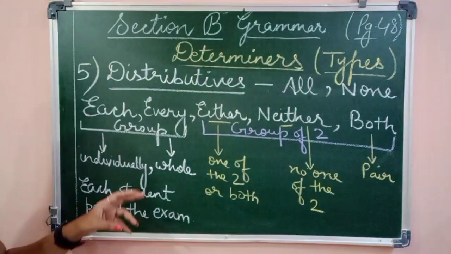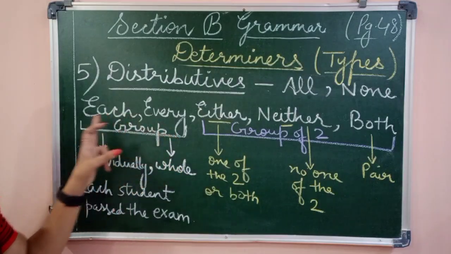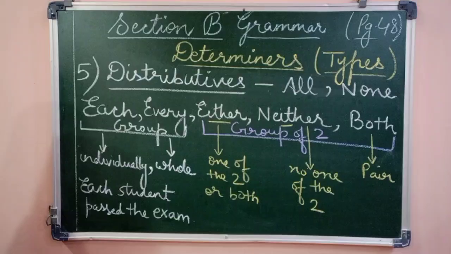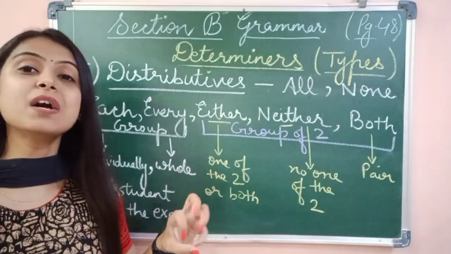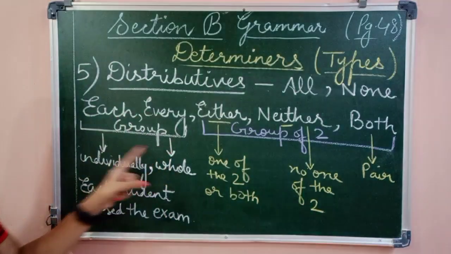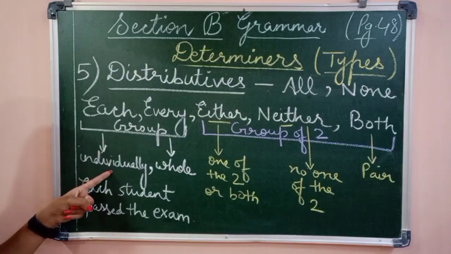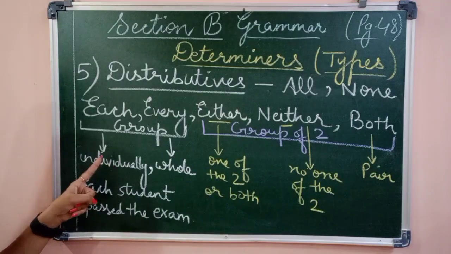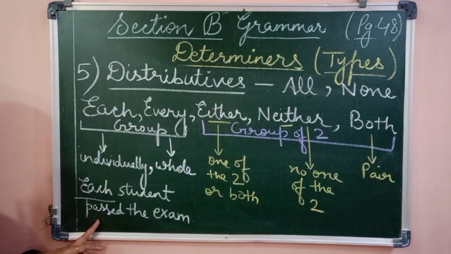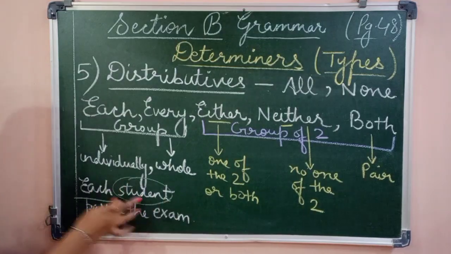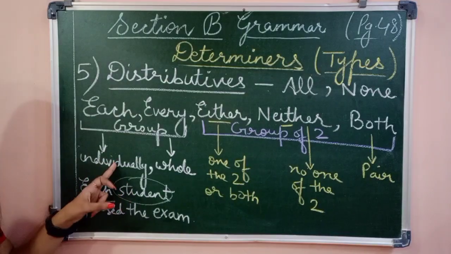Now let us talk about each and every. Each and every are used to talk about the individual, each individual, or individuals as a whole. They are used to refer to a group. Each is used to talk about the person or the thing individually. For example, I say each student passed the exam. Student is a noun, and before the noun we have used each to talk about the student individually.